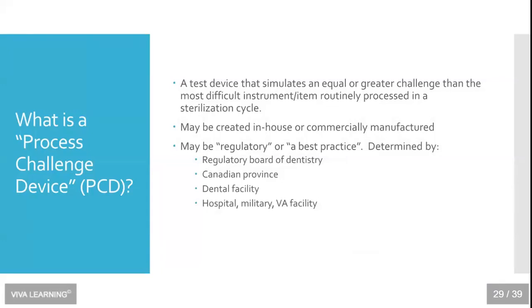And you can create this yourself by putting the spore test and the type 5 indicator within an instrument pouch in the center of your chamber, or follow manufacturer's instructions, or you can purchase these and they are available commercially. And these may be required in Canadian provinces. If you are in a large group practice, a hospital, military facility, any type of hospital setting, then you are required to perform a process challenge device per the standard operating procedures of your facility.